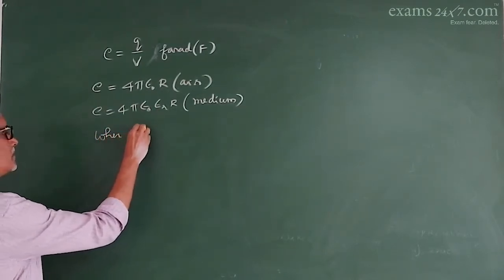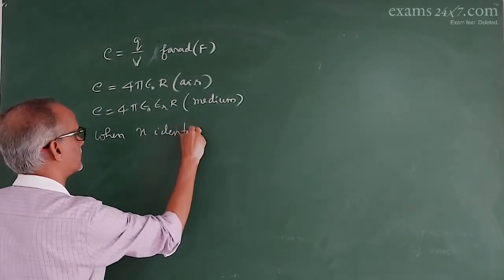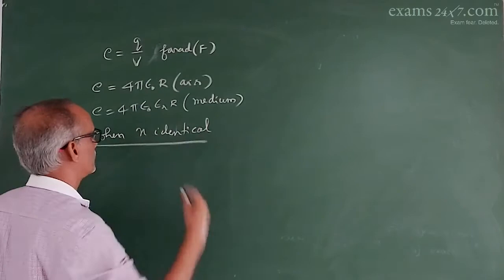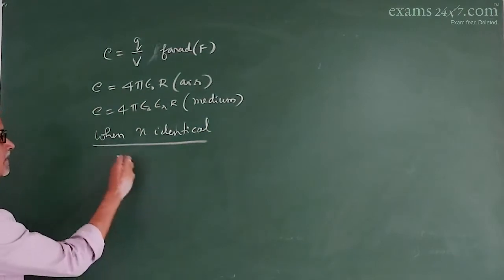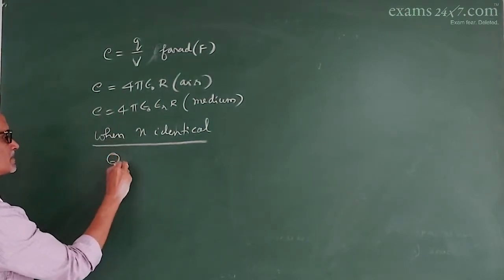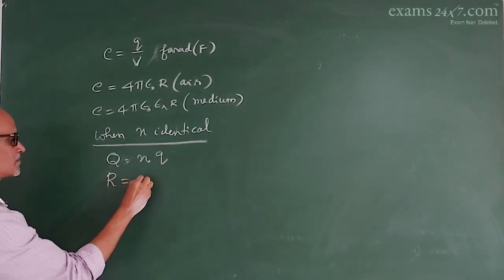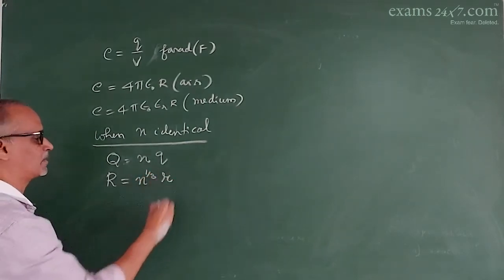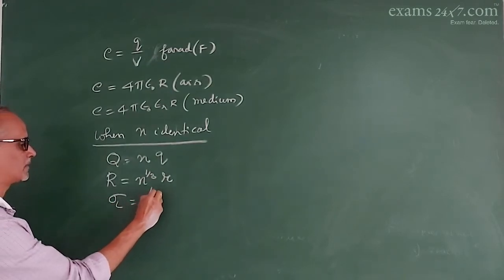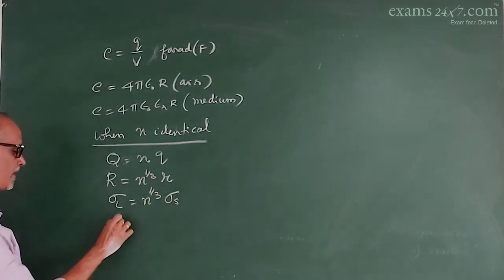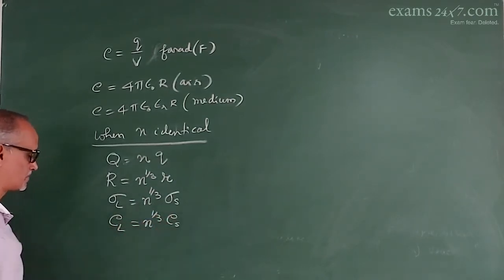Now when n identical charge drops are combined to form a larger drop, then the charge on the larger drop is equal to n times the charge on the smaller drop. Radius of the larger drop is cube root of n times the radius of the smaller drop. Surface density of the larger drop is cube root of n times the surface density of the smaller drop. Capacity of the larger drop is equal to cube root of n times capacity of the smaller drop.